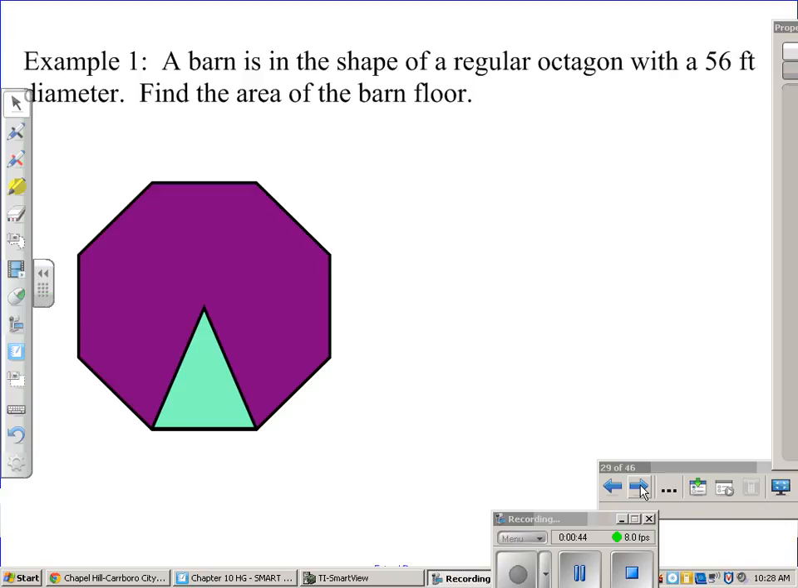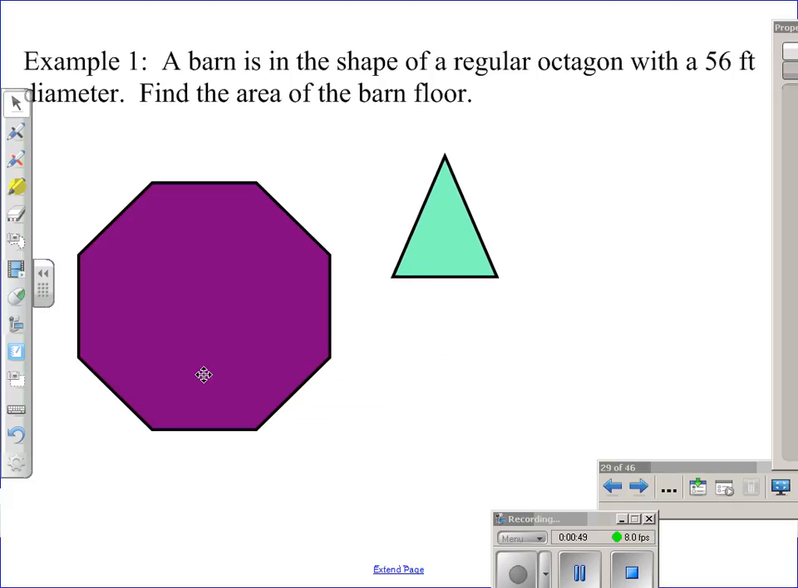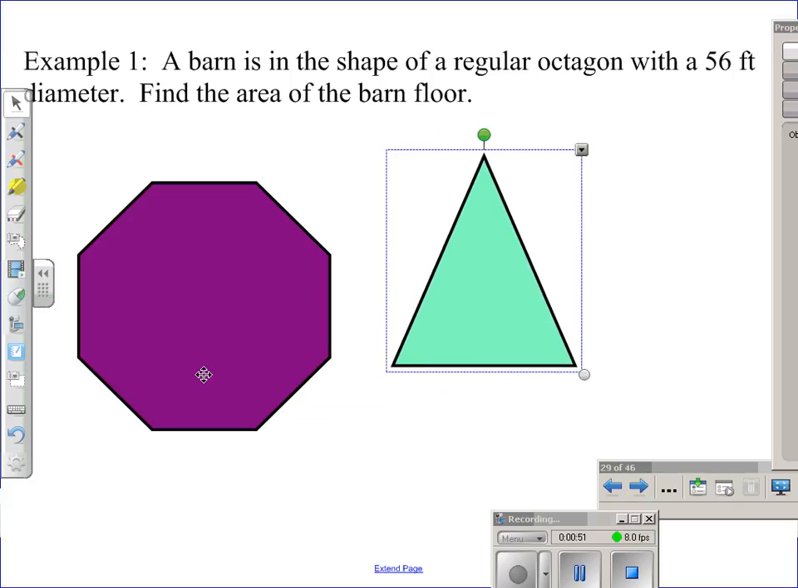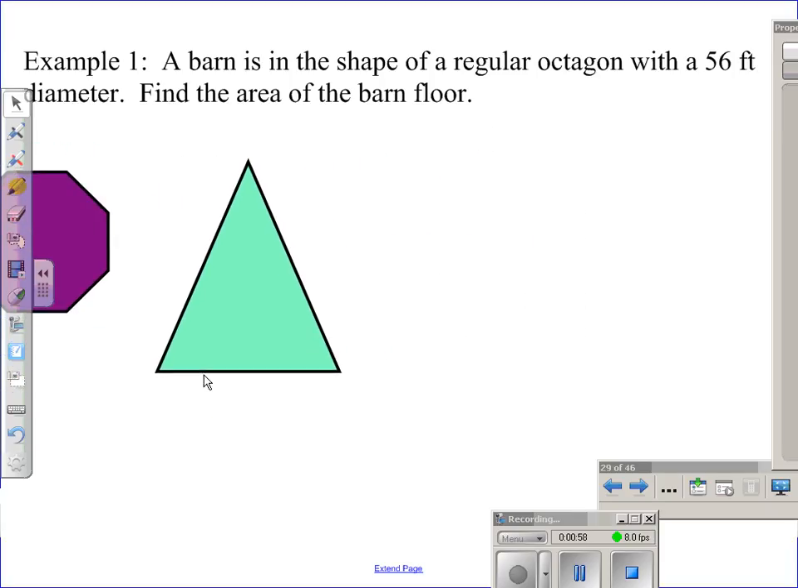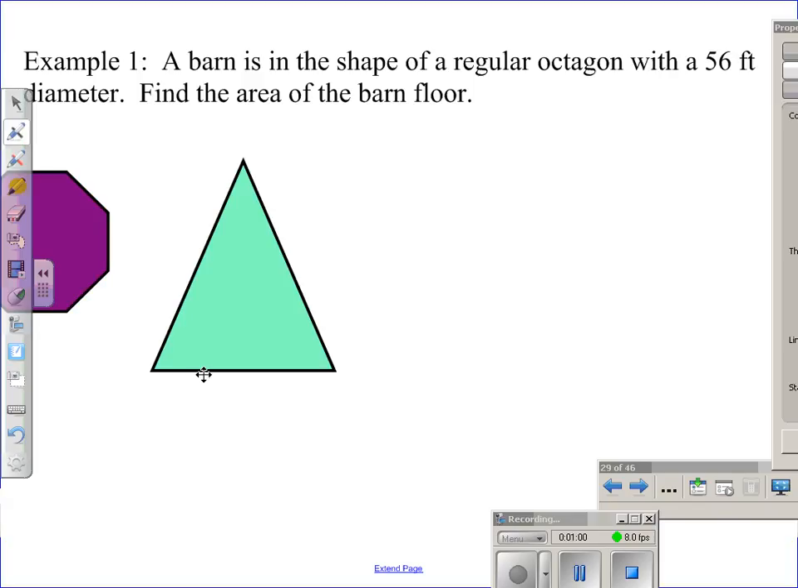Now, let's think about what we know about this. It's easier to look at this from this triangle. So I'm going to take the triangle out, and we're going to get rid of the octagon, or just make it smaller for now. If I take this one triangle out, then I need to sketch my apothem here. So I'm going to construct the height of that triangle. And so this is my A, or my apothem. And I know it has a 56-foot diameter.